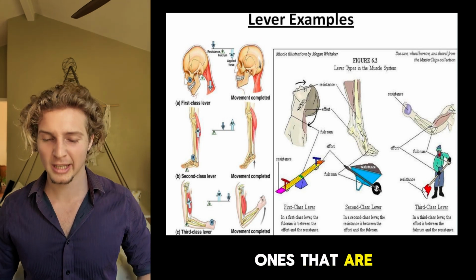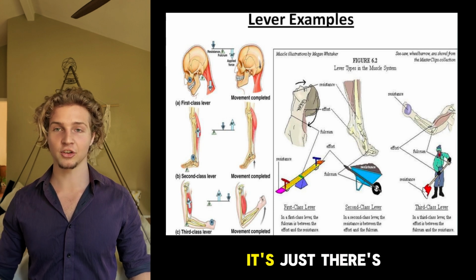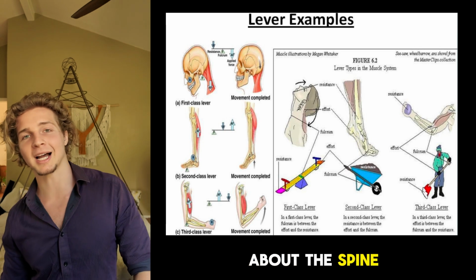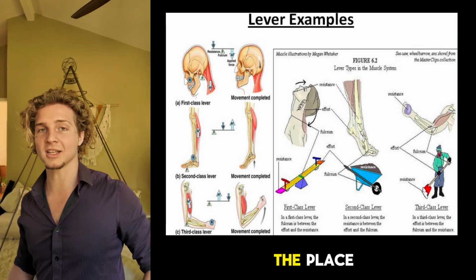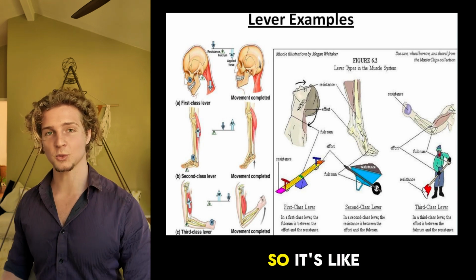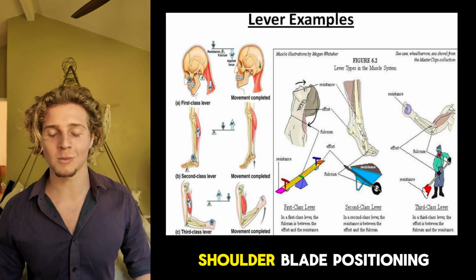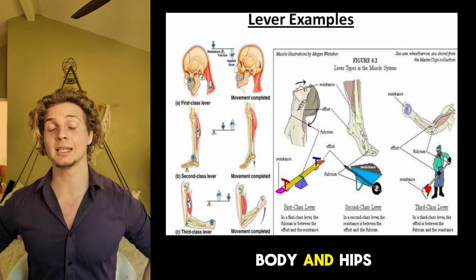And then there's ones that are a little bit harder to identify, but they still work on a similar principle. It's just there's so many of them at once that it's a little bit fuzzy. I'm talking about the spine here, or even the shoulder blade, because the shoulder blade can go all over the place and be controlled by different muscles. So the effort and the fulcrum might actually be changing depending on the shoulder blade positioning. Now, what other levers can you find in your body, in the hips and all that?